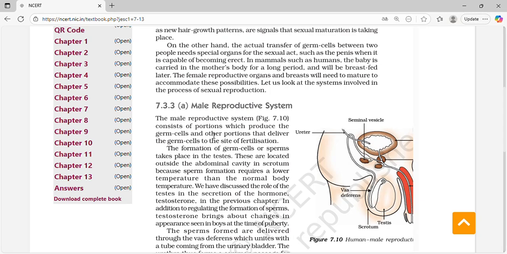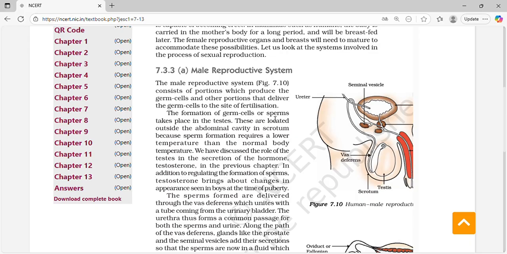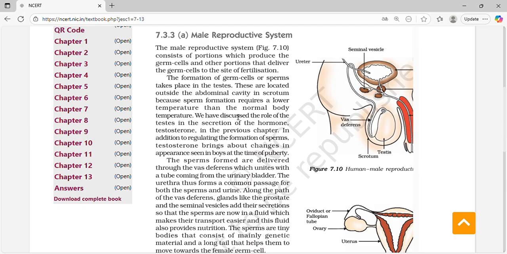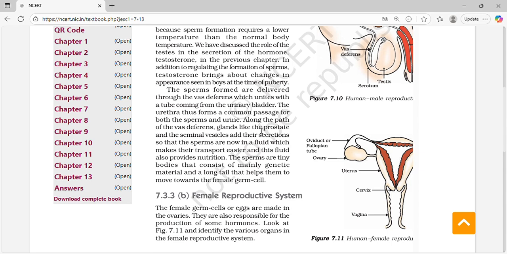The male reproductive system consists of portions which produce the germ cells and other portions that deliver the germ cells to the site of fertilization. The formation of germ cells, or sperms, takes place in the testes. They are located outside the abdominal cavity in the scrotum because sperm formation requires a lower temperature than the normal body temperature. The sperms formed are delivered through the vas deferens, which unites with the tube coming from the urinary bladder. The urethra thus forms a common passage for both the sperms and urine.